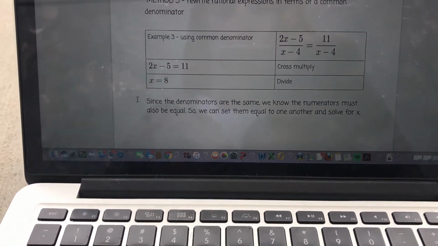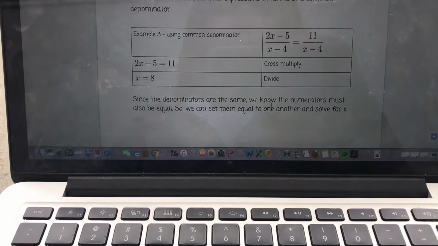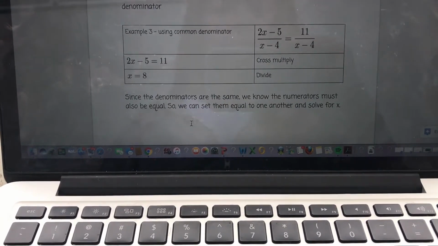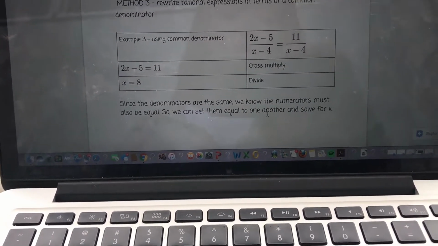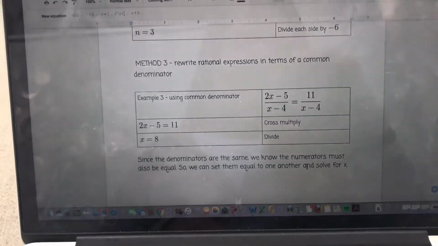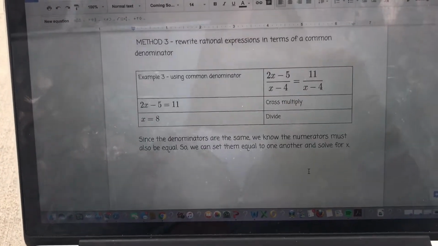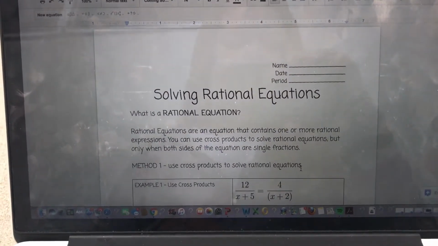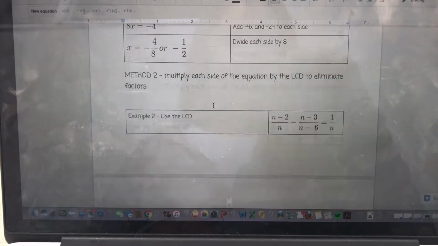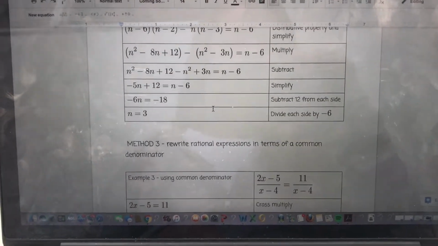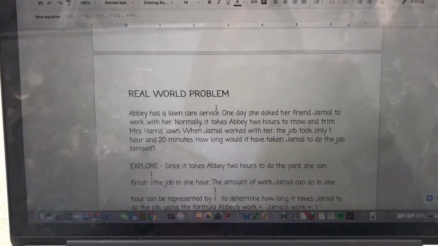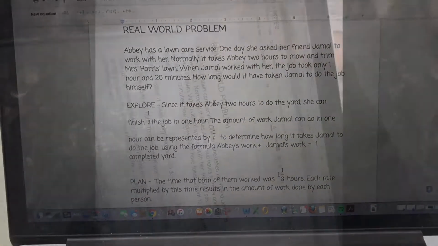Also, since the denominators are the same, we know that the numerators must also be equal, so we can set them equal to one another and solve for x. And this is all the equation problems, but now we're going to move on to the real world problems.